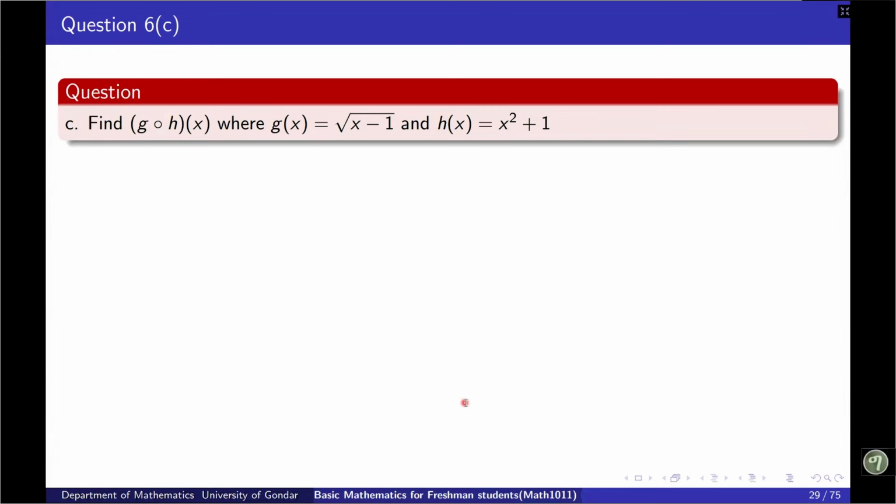The next one is question number C, that is 6C. Find g composite of h of x, whenever g of x is the square root function, the square root of x minus 1, and h of x is x squared plus 1.